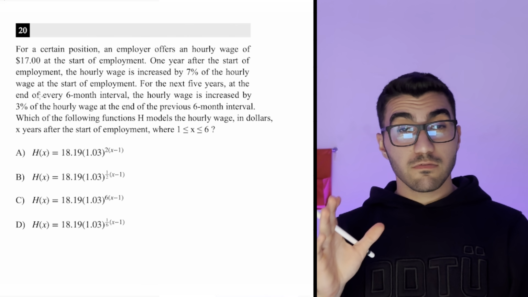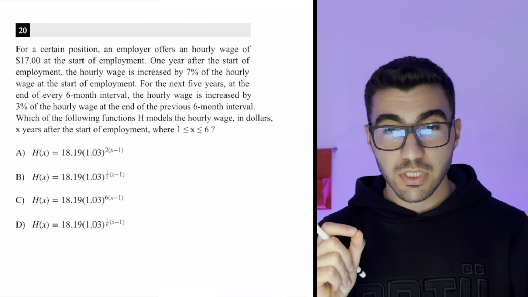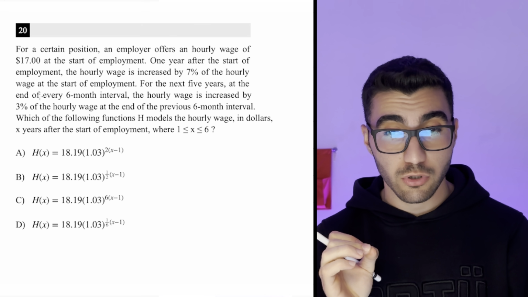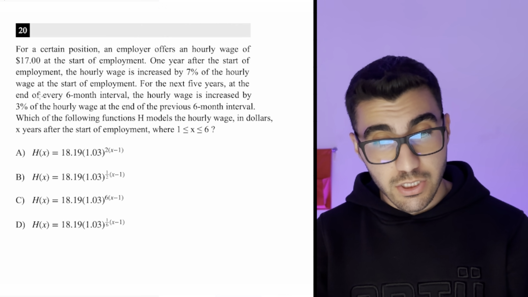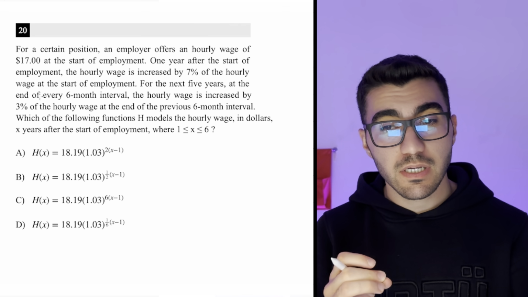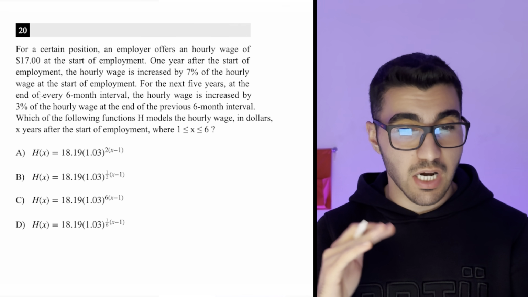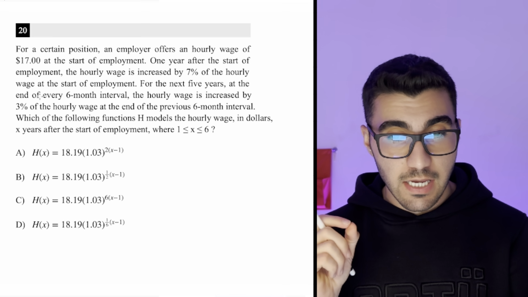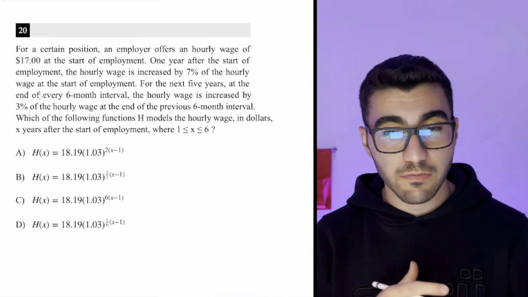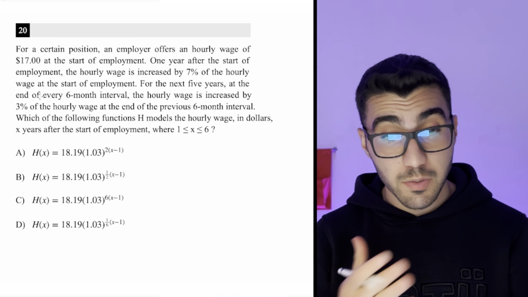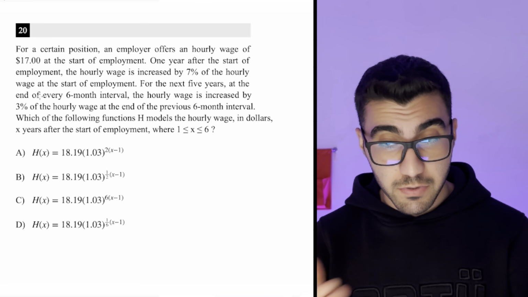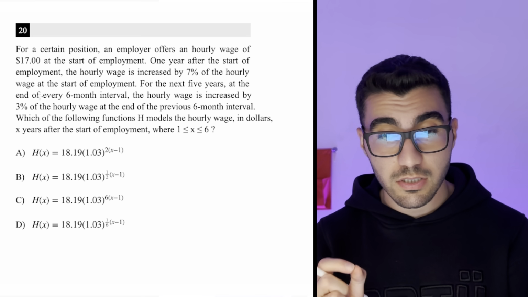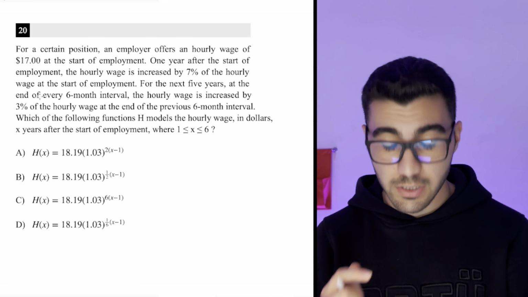And the last question, a very good question here. For a certain position, an employer offers an hourly wage of $17 at the start of an employment. 1 year after the start of the employment, the hourly wage is increased by 7% of the hourly wage at the start of the employment. For the next 5 years, at the end of every 6-month interval, the hourly wage is increased by 3% of the hourly wage at the end of the previous 6-month interval. Which of the following function H models the hourly wage in dollars X years after the start of the employment?